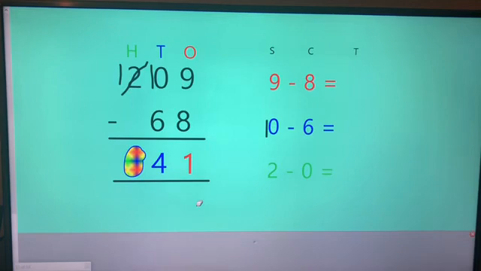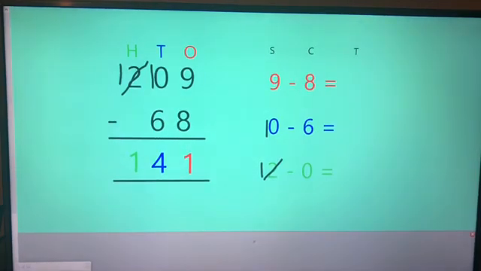Okay, so now I move on to my hundreds column, but I need to remember to change my number sentence over here because I stole this 100 from this column, and so I've only got 100 there. So I've got 1 take away nothing. 1 take away 0 is, of course, 1. So my answer is 141.